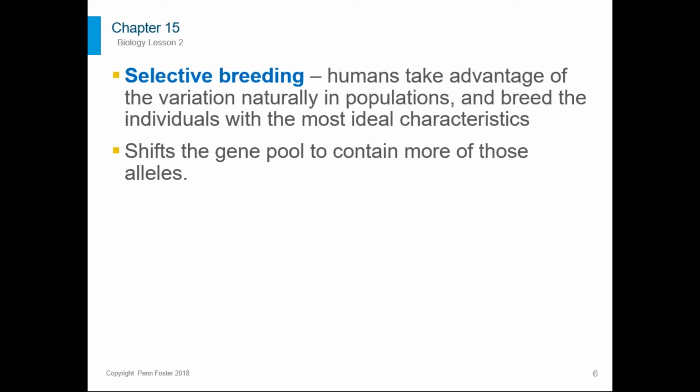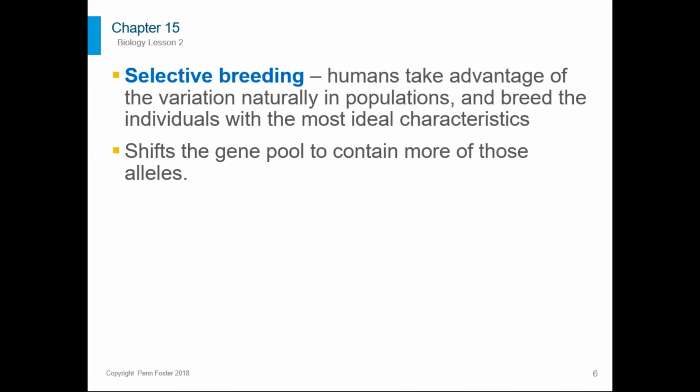So with selective breeding, there is naturally variation in any population of organisms, and so humans have bred the individuals with the most ideal characteristics, and this shifts the gene pool to contain more of those alleles. And in this way, humans have made some very drastic changes.